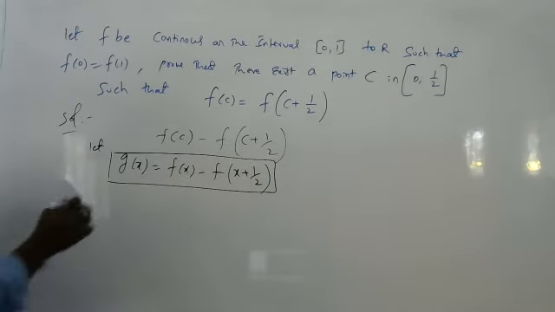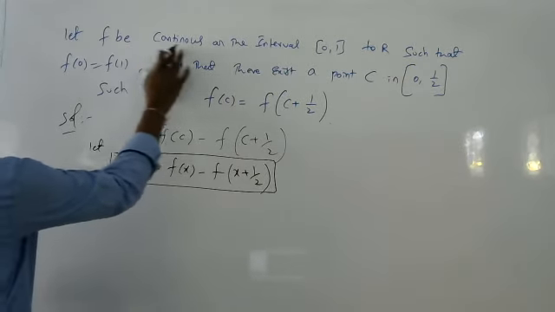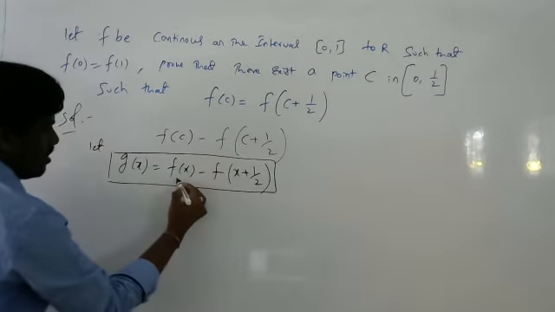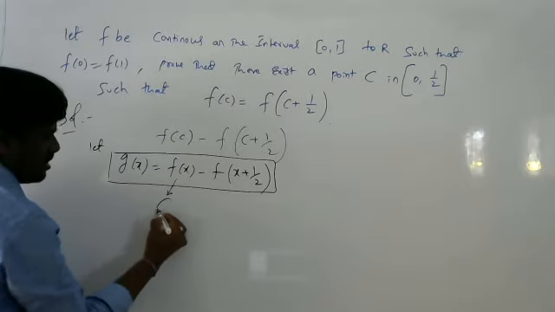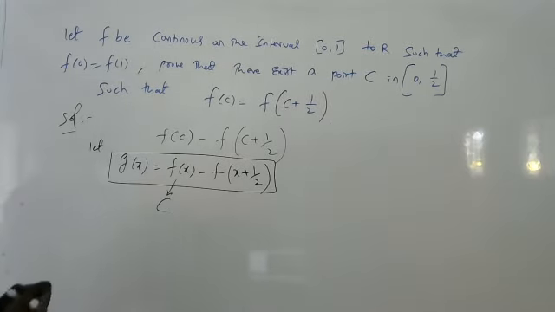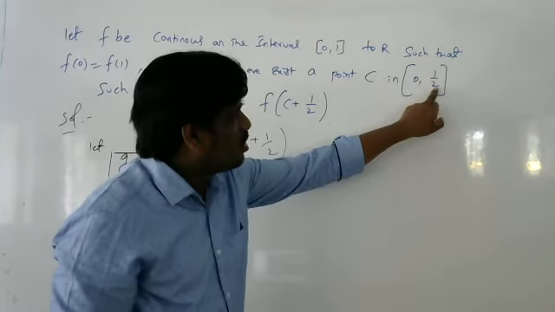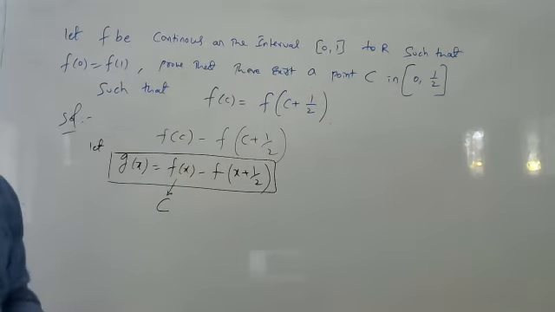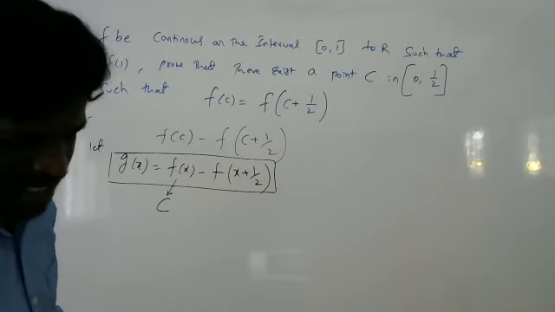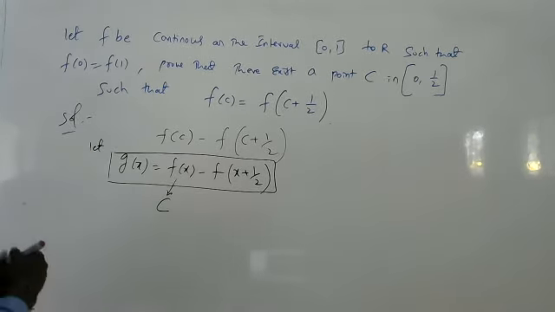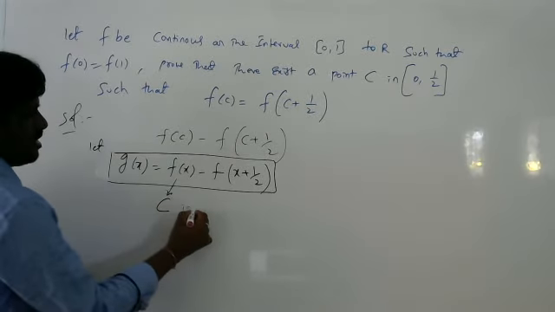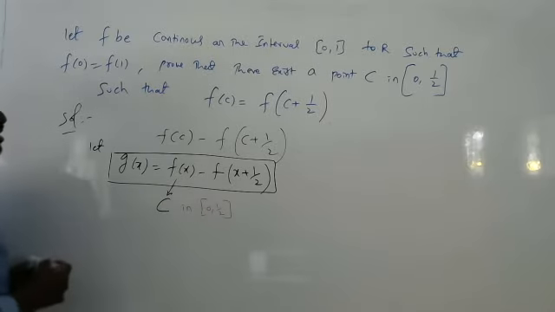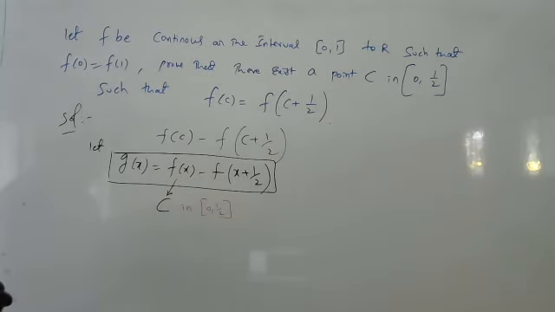Understood? Now what is given? f is a function, and f is continuous in the interval 0 comma 1. But I need 0 comma half. If it is already continuous in 0 comma 1, then it is also continuous in 0 comma half. So f of x is continuous in 0 comma half.